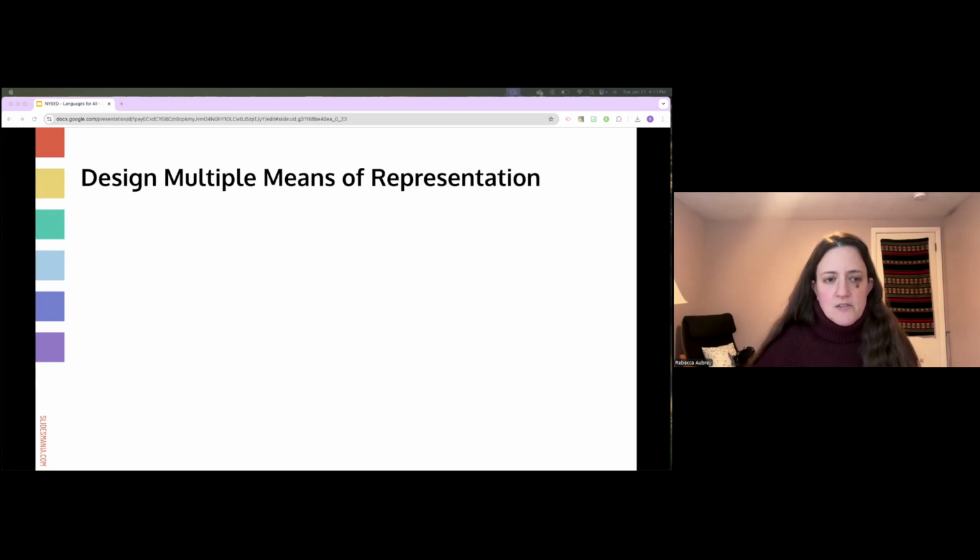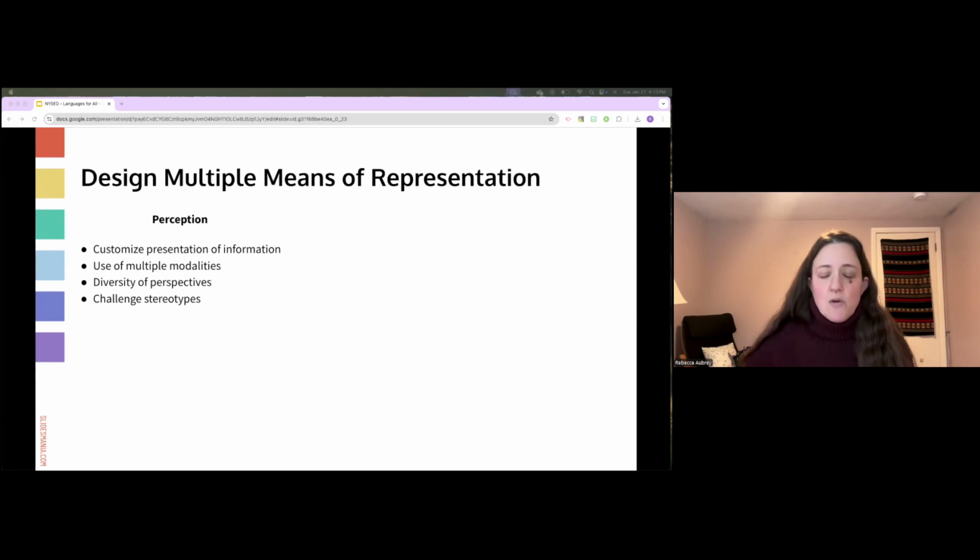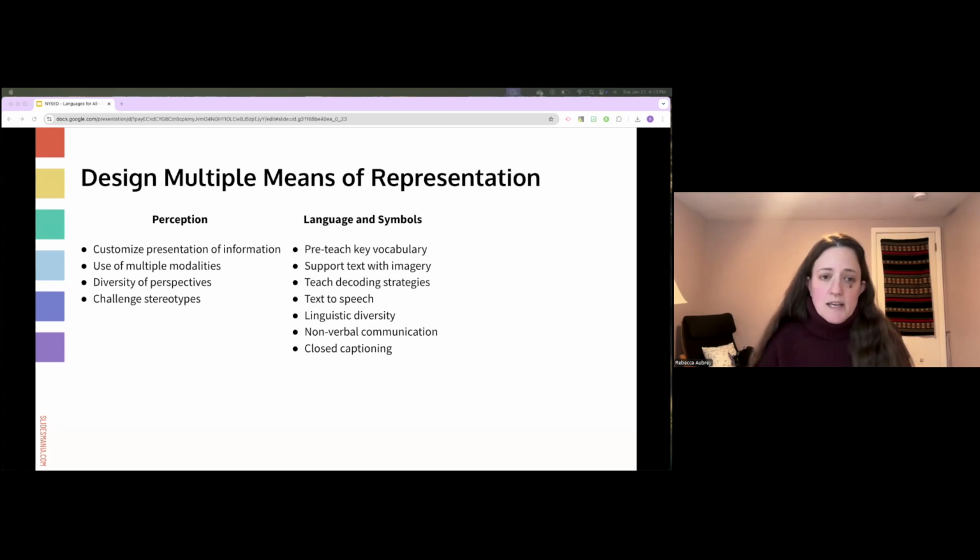The second area is multiple means of representation. And so this is how we are representing the learning for our students. And so to begin looking at how we might present information to students in different ways using multiple modalities, whether that be written, spoken, visual, ensuring that we're offering a diversity of perspectives, which I think is also something that we inherently do in a lot of language learning. And challenging stereotypes is something else that we do inherently in a lot of language teaching. So again, in terms of language and symbols, looking at how we can pre-teach vocabulary, especially critical vocabulary, and we'll talk a little bit about that today.